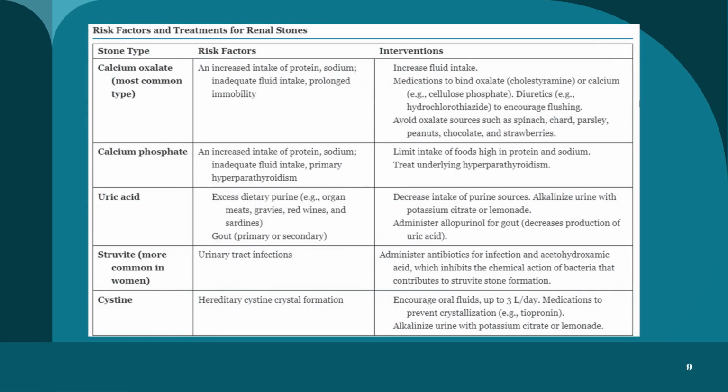This table outlines different types of renal stones, their risk factors, and corresponding interventions to manage or prevent them. The stone types include calcium oxalate, calcium phosphate, uric acid, struvite, and cystine.